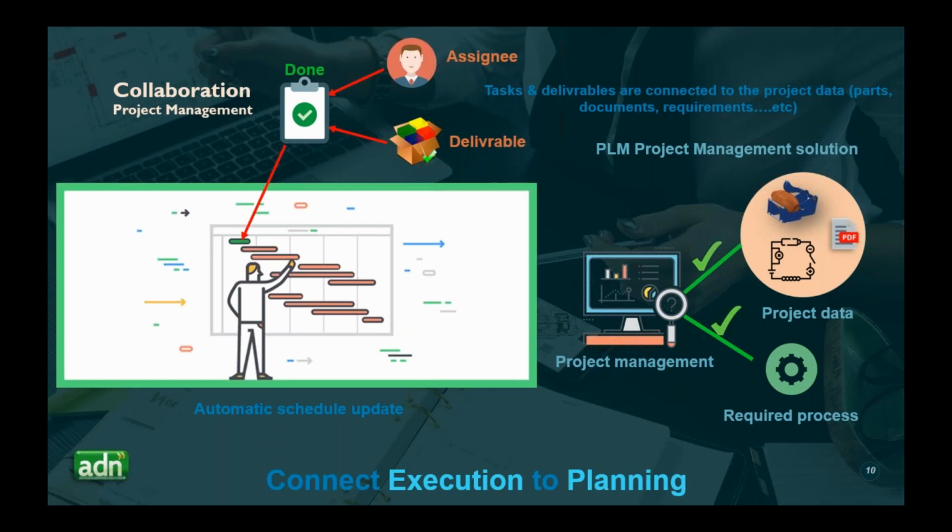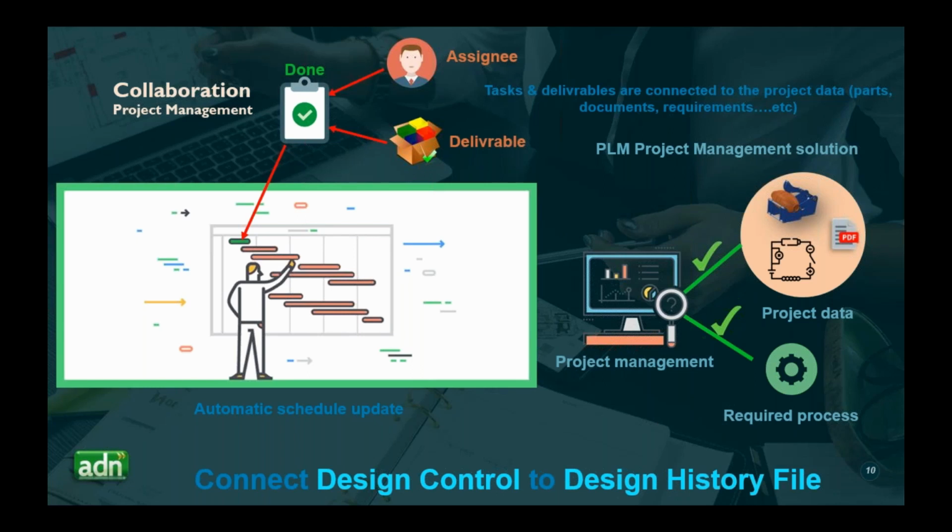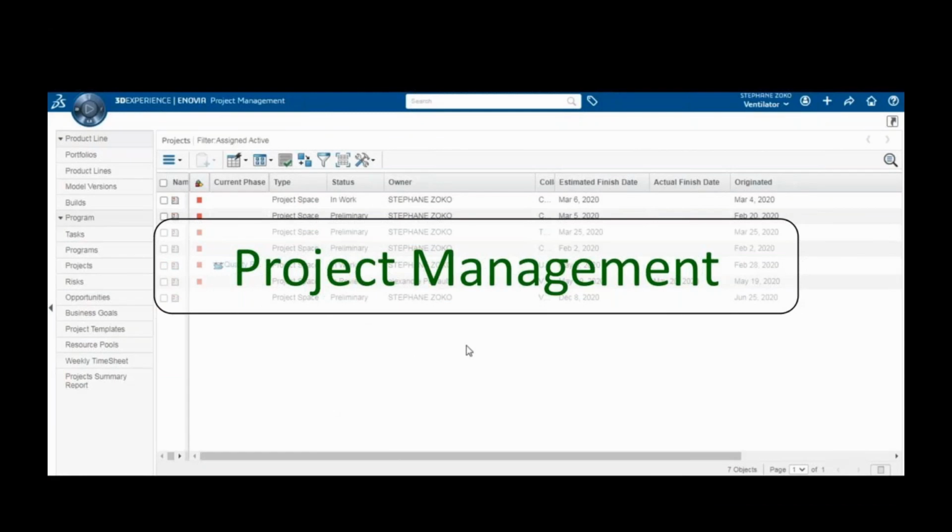So this way you connect the execution to the planning, and this means that you will connect the design control to the design history file. So this is an example of a project creation on a PLM platform.